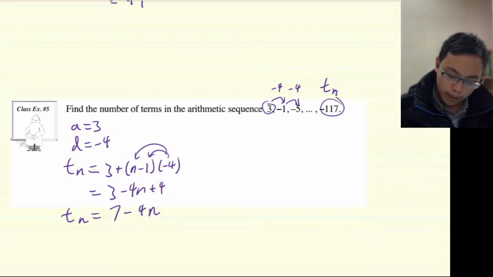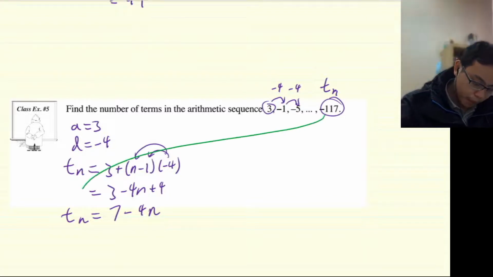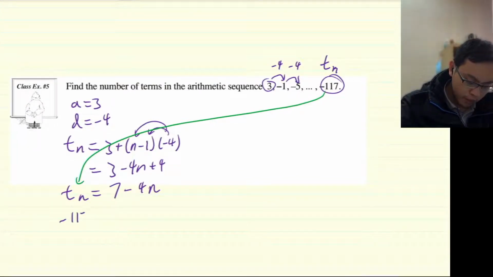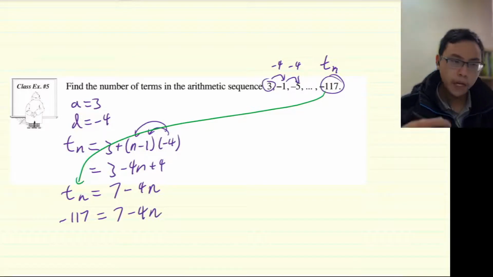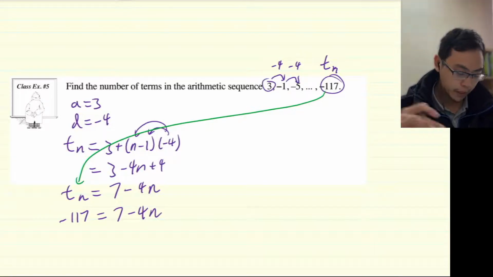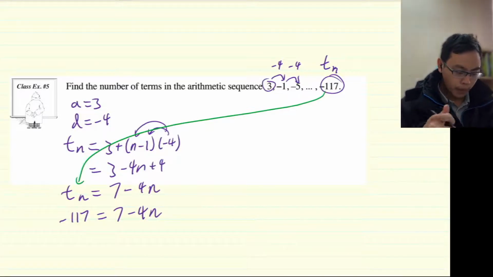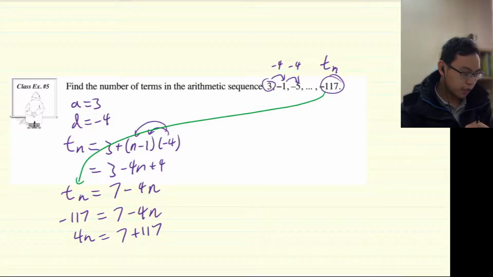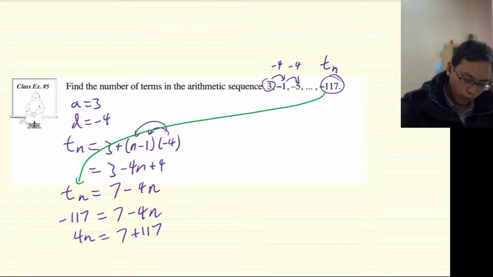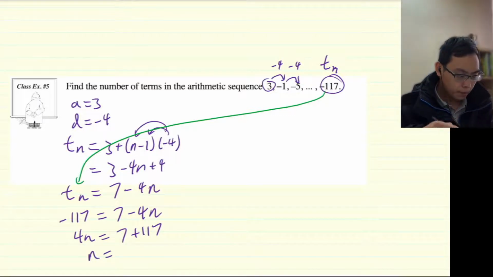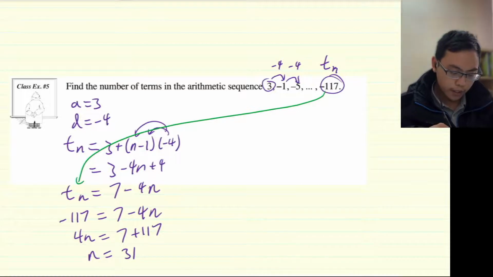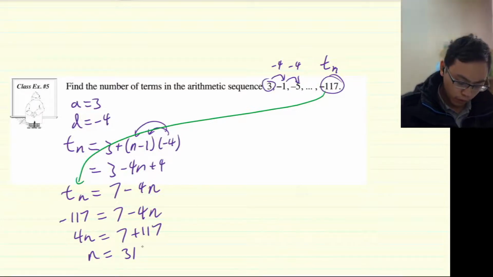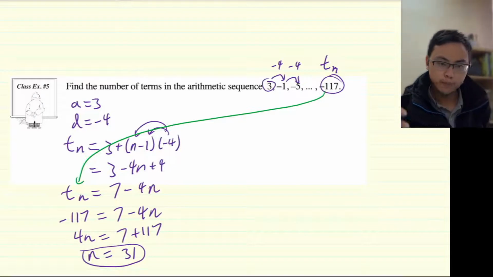Now, I know my last term is -117. So what I'm going to do is put this into Tn. If I put that into Tn, I have -117 is equal to 7 minus 4n. And I want to find out what that n number is. So just using algebra, I'm going to put 4n over here. That's 7 plus 117, that's 124, and then divide both sides by 4. We'll get n equals 31. So I know that it is the 31st term. So find the number of terms: 31. That is the answer to this question.